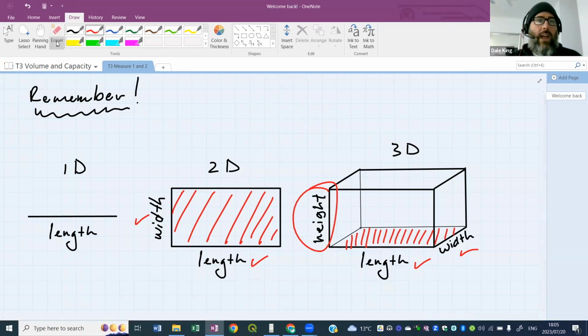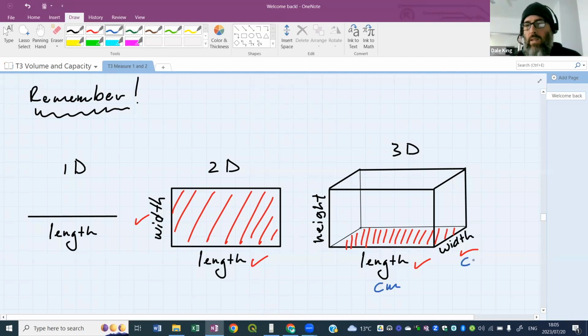All right. And if our units for all of these dimensions are centimeters, length in centimeters, width in centimeters, height in centimeters, then the volume will come out in centimeters cubed. The same story, if they're all meters, it'll come out in meters cubed. If they're all millimeters, it'll come out millimeters cubed, etc.